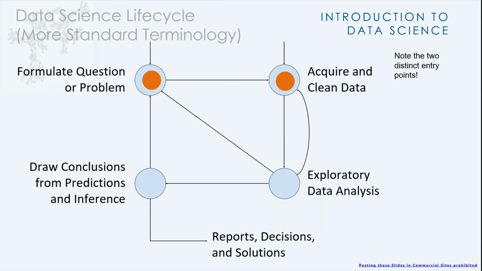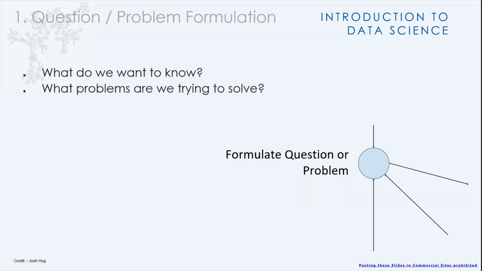So there are two distinct entries into this data science lifecycle. For example, you can start by formulating a question, or you can start by just acquiring data and cleaning them and then try to come up with the question. So you can ask the question first, collect the data, or you can collect the data, then ask the question, and then go through this data science lifecycle.